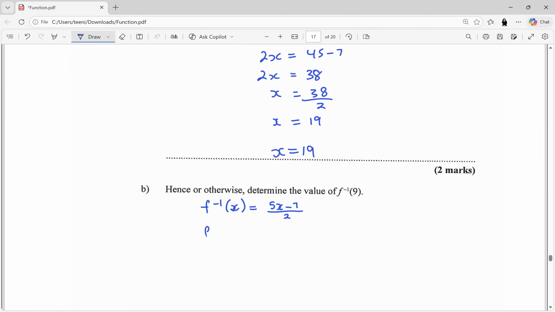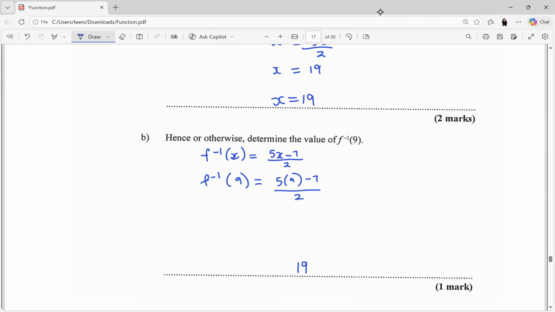So then f inverse of 9 will be 5 times 9 minus 7 over 2, which you'll see will give you 5 times 9 is 45. 45 minus 7 divided by 2 is 19. 45 minus 7 is 38, and 38 divided by 2 is 19.